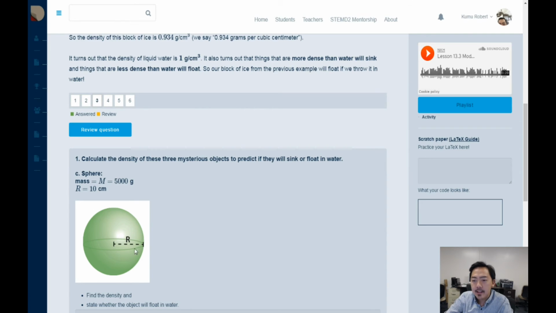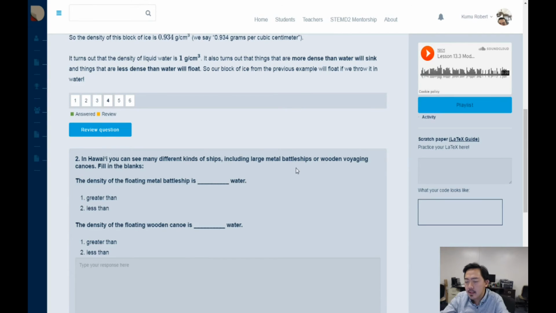So first we need to calculate the volume of these 3 shapes, and then we use the masses to figure out the densities. And then we can figure out whether they float or sink. The next question helps us to check whether we understand the connection between density and floating. So let's think about a floating metal battleship and compare it to a floating wooden canoe. Are the densities of these objects greater than or less than water? This may be counterintuitive to some, but they're actually both less dense than water because they float.